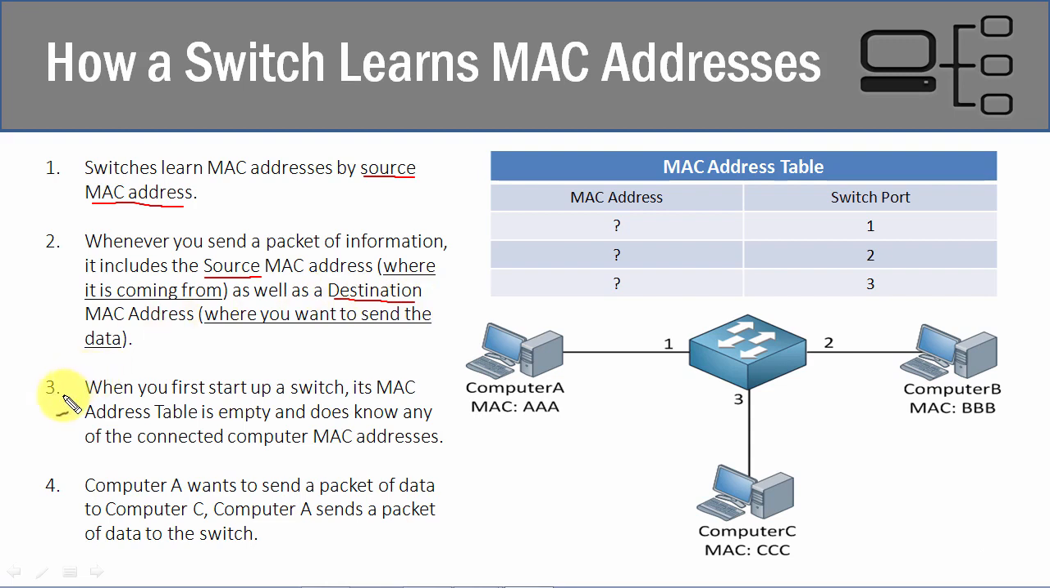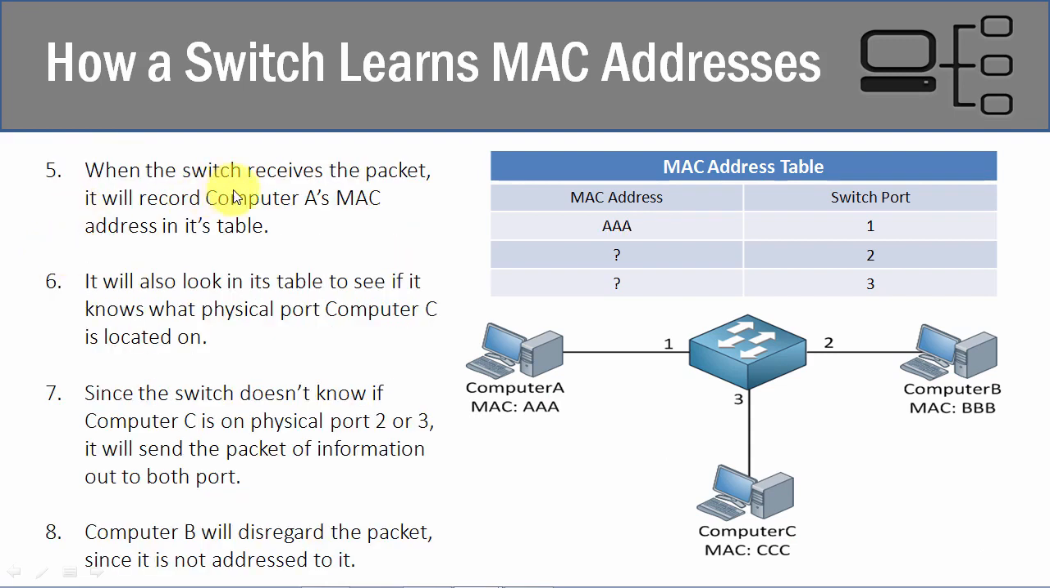So now let's get into the process of how it works. Let's say that this switch here is a brand new switch and we just plugged it in and we plugged our 3 computers into it on the network, and its MAC address table is completely empty. There's nothing in there. What we want to do is, on computer A, send a packet of information to computer C down here. So our goal is to get our information down here to computer C. Let's walk through this process.